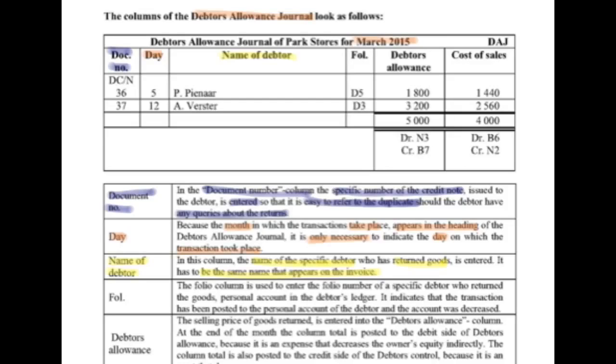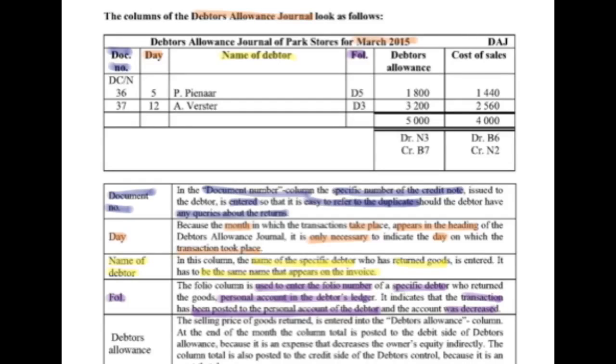The fourth column is the folio column. The folio column is used to enter the folio number of a specific debtor who returned the goods. So it needs to be the number of the personal account in the debtors ledger. It indicates that the transaction has been posted to the personal account of the debtor and the account was decreased.